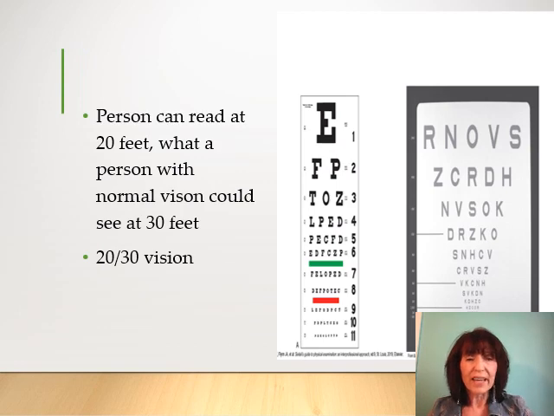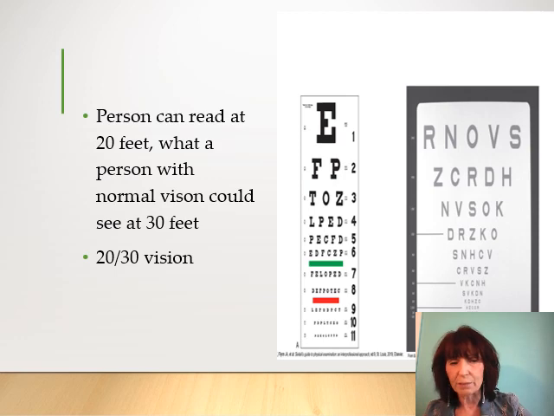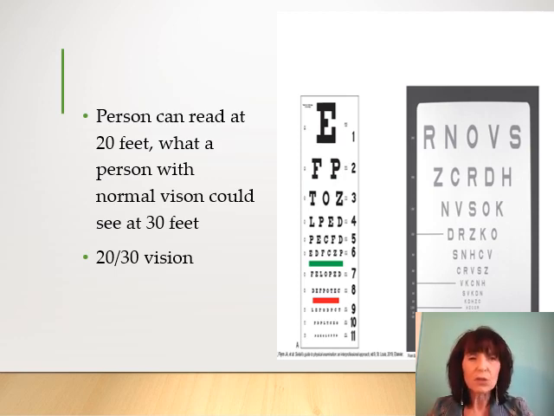So here again, the Snellen chart must be pretty important. I mentioned it now how many times? So a person can read at 20 feet what a person with normal vision can see at 30 feet, and that would be 20/30 vision. So what is yours? Do you know?